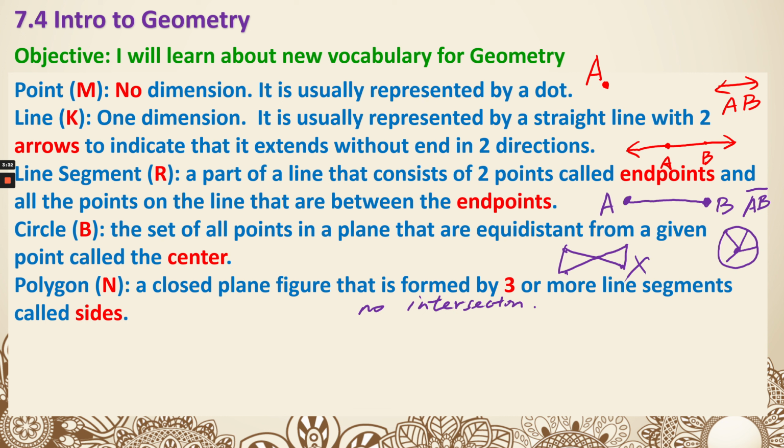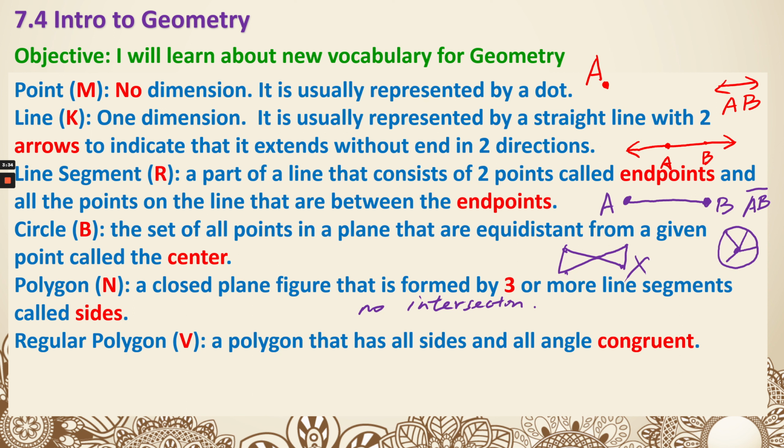That does not work. Next, regular polygon matches with definition V, a polygon that has all sides and all angles congruent. For example, a regular polygon that is a triangle is going to be an equilateral triangle. To indicate all the sides are the same, we draw a little dash on each side. To indicate all the angles are the same, we draw angle marks to indicate they are the same. So that is a regular polygon.